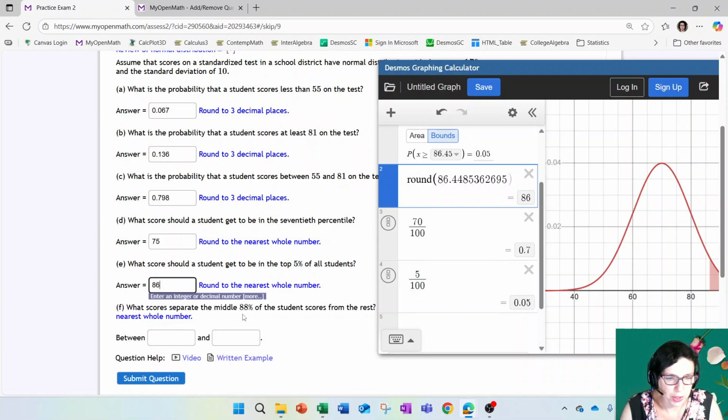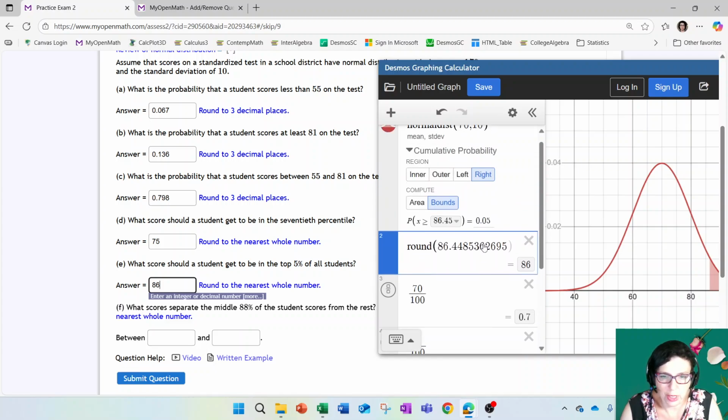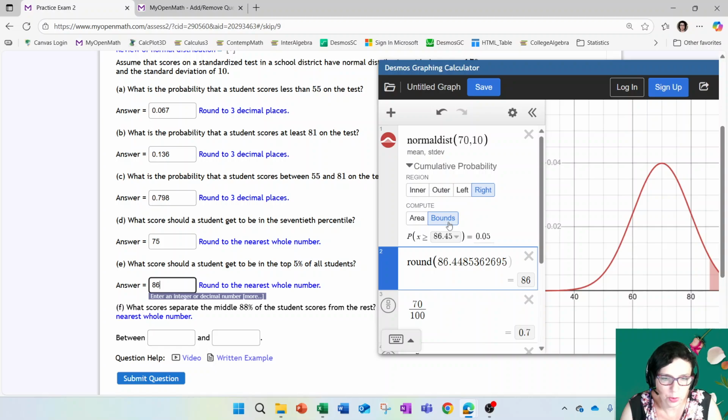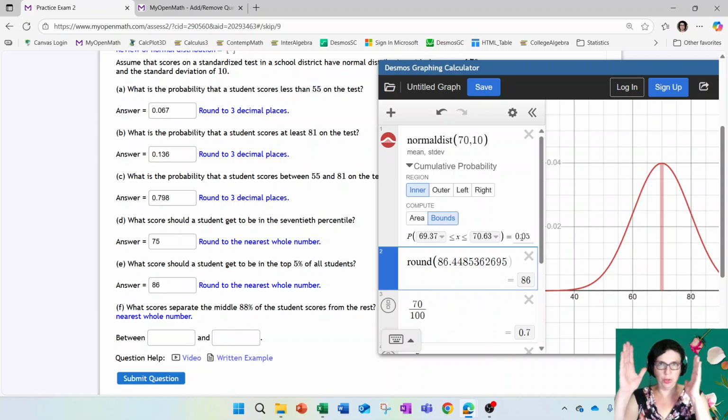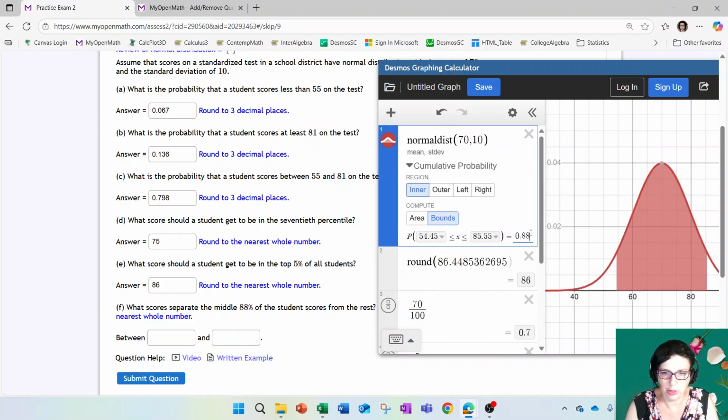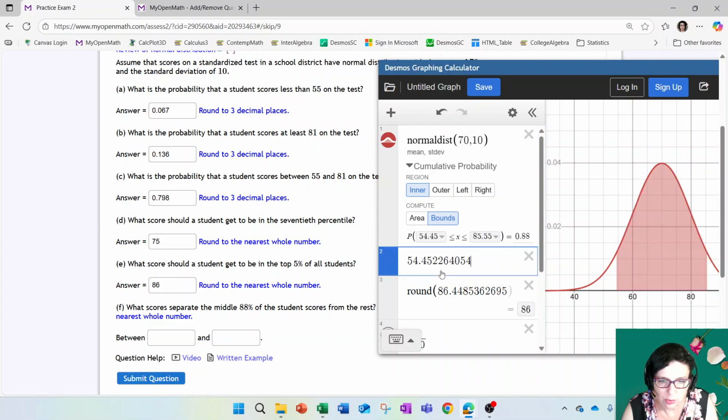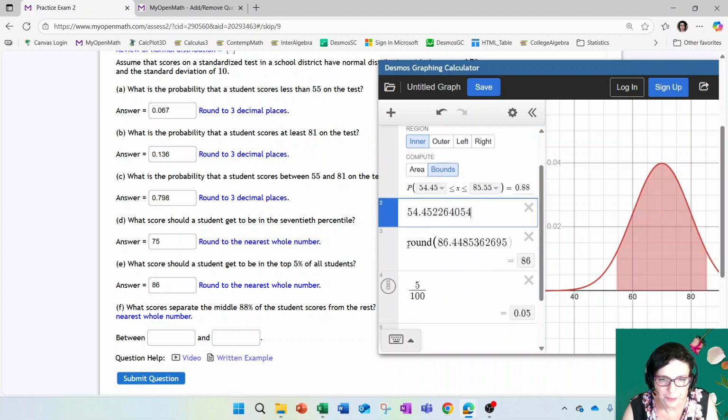Finally, what scores separate the middle 88%? So here again, keep the compute with bounds, but go to inner. And we want between two numbers, it should be 88% of the distribution. So 88 is 0.88. So we're just going to put that here. And then these two answers will go in these two blanks, but they want to be rounded to a whole number. So we see like it's not clear what it is. I think I'm just gonna try to round it because it's very close.